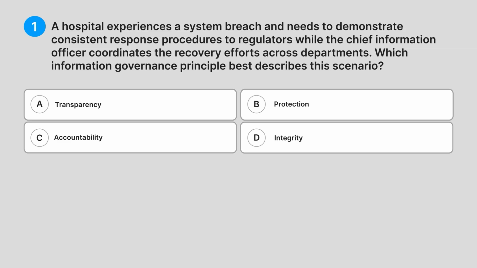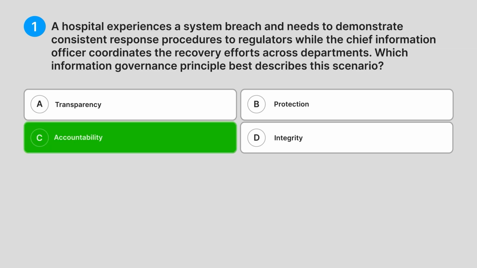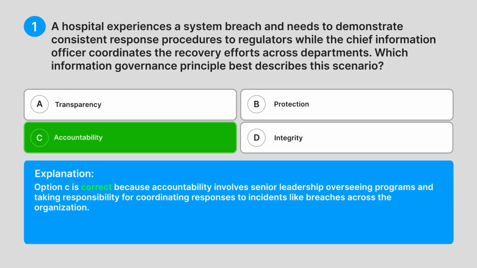Correct answer, C. Accountability. Explanation. Option C is correct because accountability involves senior leadership overseeing programs and taking responsibility for coordinating responses to incidents like breaches across the organization.